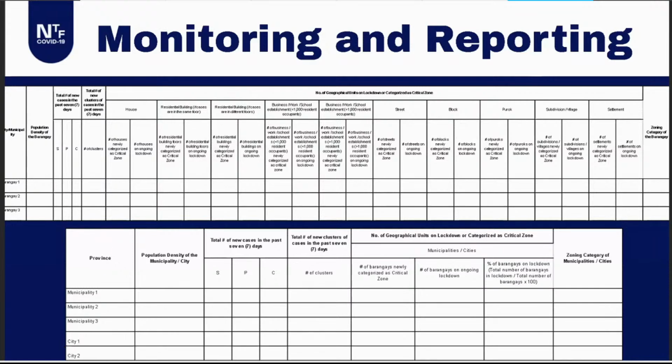And ito po, this will also be the guide for the regional IATF in making the decision on concurrence of the area or LGU to be put in a lockdown. Also po, this could serve as a decision matrix tool for the local task force to monitor an area na baka may possibility na mag-lockdown kasi dumadami na ang kanyang clustering of cases. Ilang street, block, purok, or subdivision na ba ang nagla-lockdown.